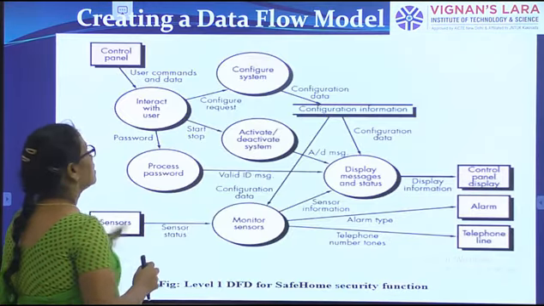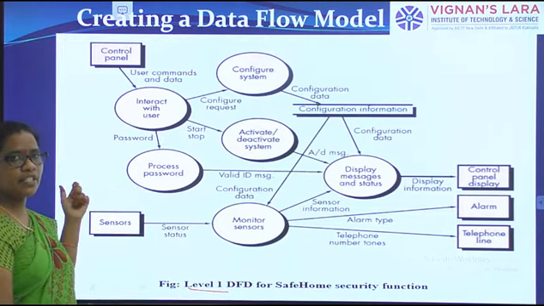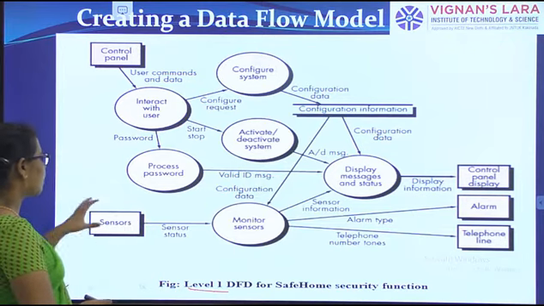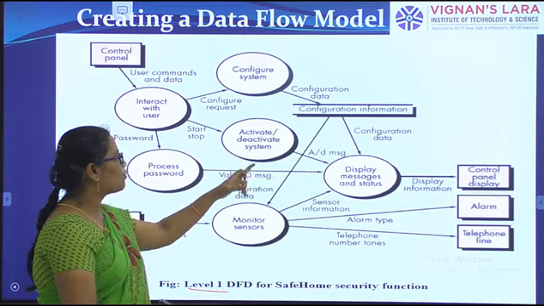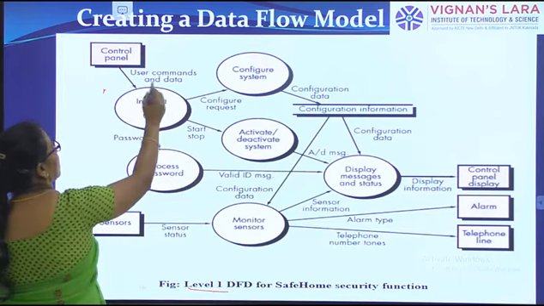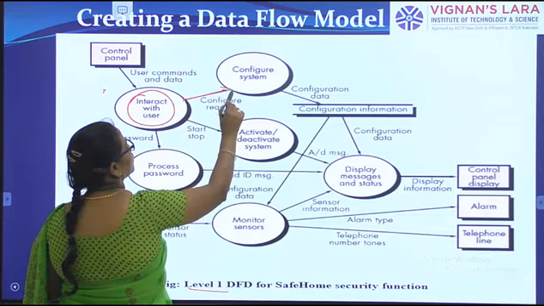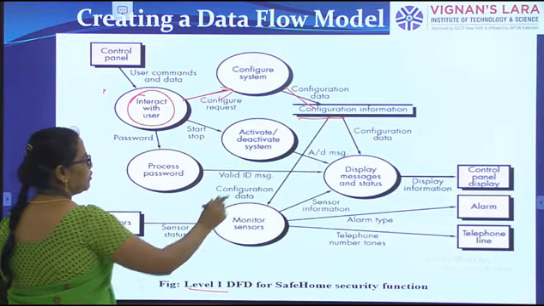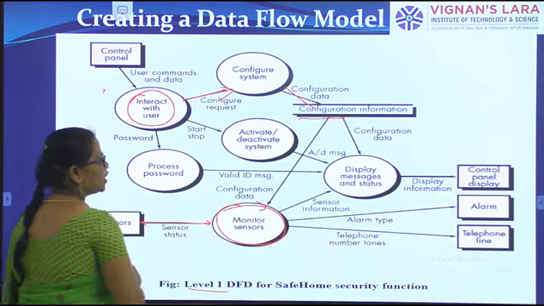And next, see, this is a data flow diagram of level 1. Previously we have seen the level 0 data flow diagram, and this is the level 1 data flow diagram. In this level 1 diagram, there is no software here. So how does the control panel give? The control panel gives user commands and data when the user interacts. It also gives information to the configure system. The configure system gives some configuration information, which goes to monitor sensors. What is the status here? It goes to monitor status.